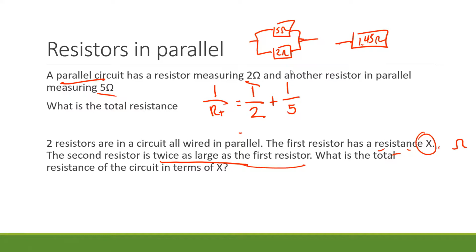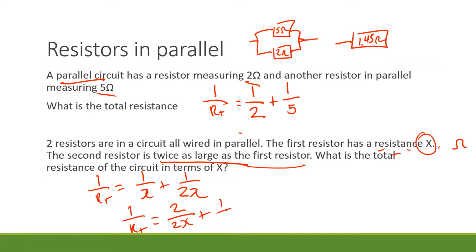Right. How would you do it? 1 on RT equals 1 on X plus 1 on 2X, because one of the resistors is double the first resistor, so we're at 2X. Great. Now I can't add these together because they're not the same denominator. So 1 on RT equals 2 on 2X plus 1 on 2X. If I multiply the top and the bottom by 2, now I can add them together. 1 on RT equals 3 on 2X, or RT equals 2X divided by 3.